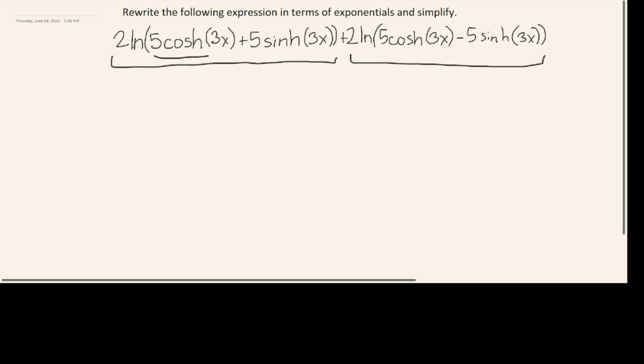One is taking hyperbolic cosine, adding it to hyperbolic sine. One is taking the hyperbolic cosine and subtracting from it a hyperbolic sine. And the arguments in each of these hyperbolic functions is exactly the same.